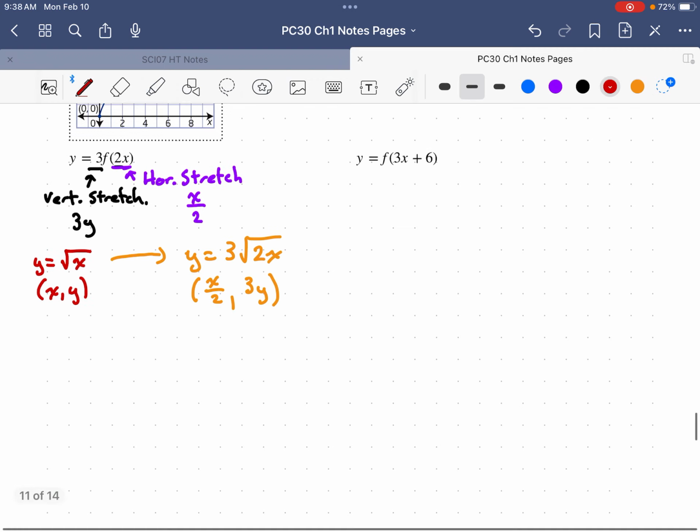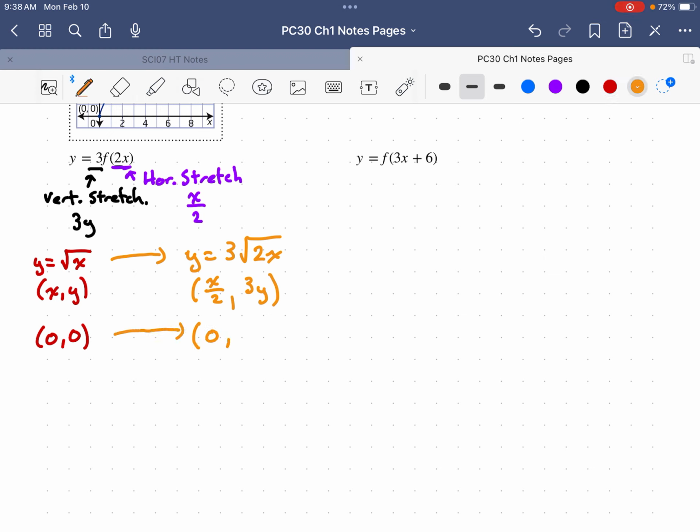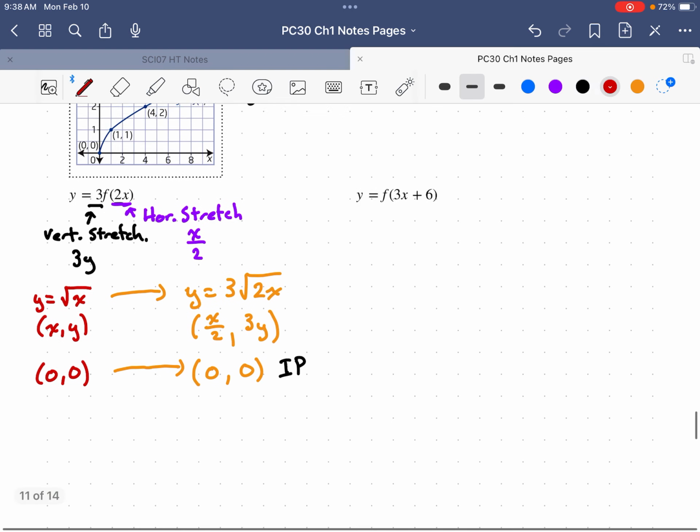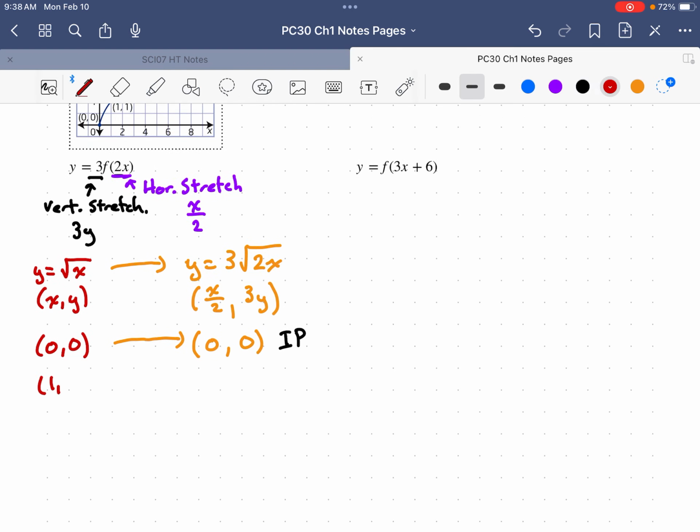So when we start with a point at (0, 0), we map it over to our new point. We do 0 divided by 2 is 0, and 3 times 0 is 0. We call this an invariant point. It did not move. We take our next point, which is (1, 1).